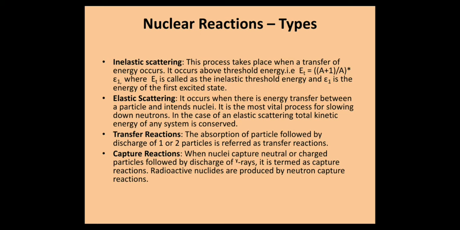Nuclear reactions, their types: inelastic scattering, elastic scattering, transfer reactions, capture reactions. In inelastic scattering, the process takes place when a transfer of energy occurs. It occurs above threshold energy. Elastic scattering occurs when there is energy transfer between a particle and target nuclei. It is the most vital process for slowing down neutrons. In the case of elastic scattering, the total kinetic energy of the system is conserved.